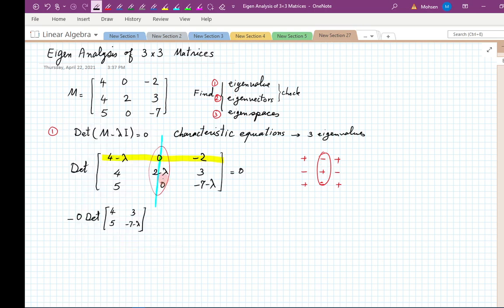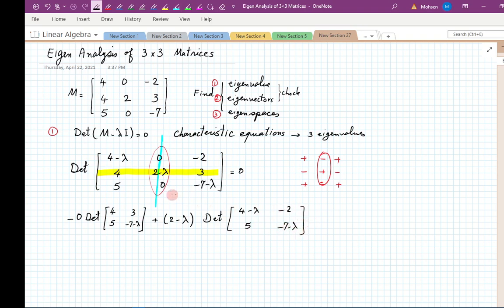Then the next item, the sign is plus. The entry is 2 minus lambda. Let me go ahead and erase this. When we pick that, we erase the row and column that contains it. What is left here, this one we do need to write because it's not going to be 0. So it's going to be 4 minus lambda, minus 2, 5, minus 7 minus lambda.